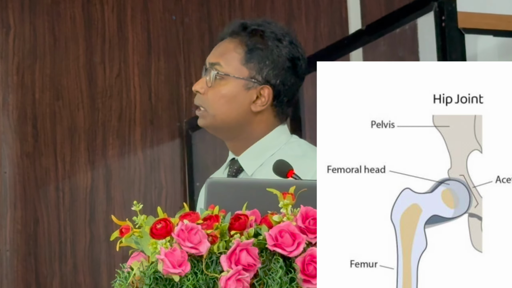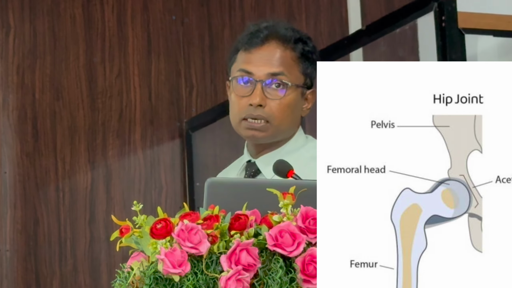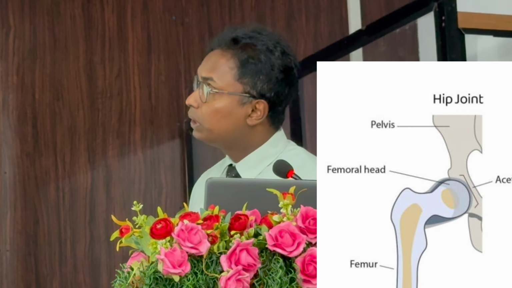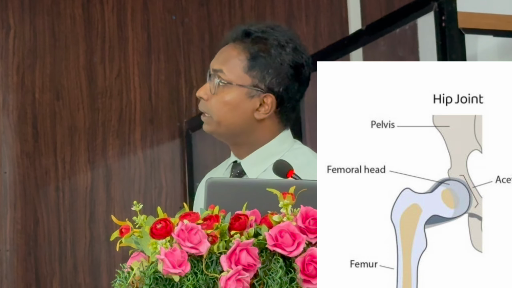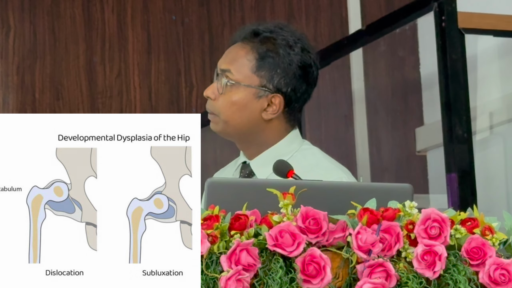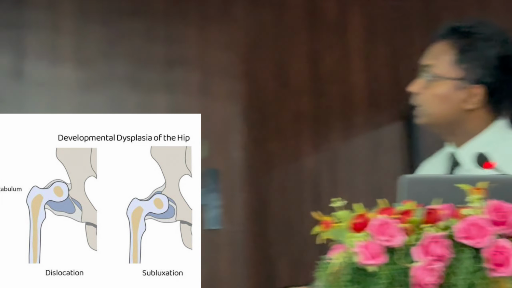So this is the normal hip joint, which comprises the femoral head and the contoured acetabulum, which covers the femoral head. And if it fails to do so, what happens? The femoral head starts to subluxate. So when it subluxates, you can see in this image.